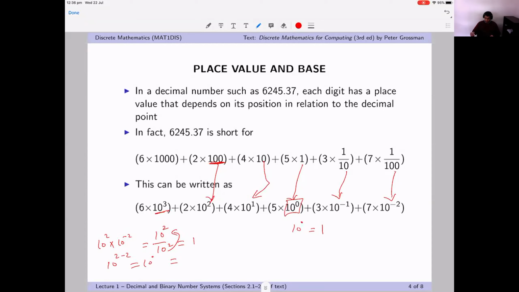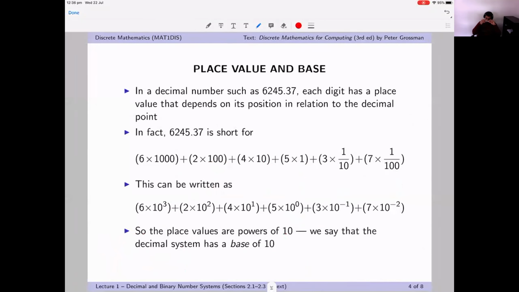So that's why if you have any non-zero quantity like A, its power 0 would be 1, where A is not equal to 0. So a natural question is, what happens when A is 0, right? So you think about that, okay?